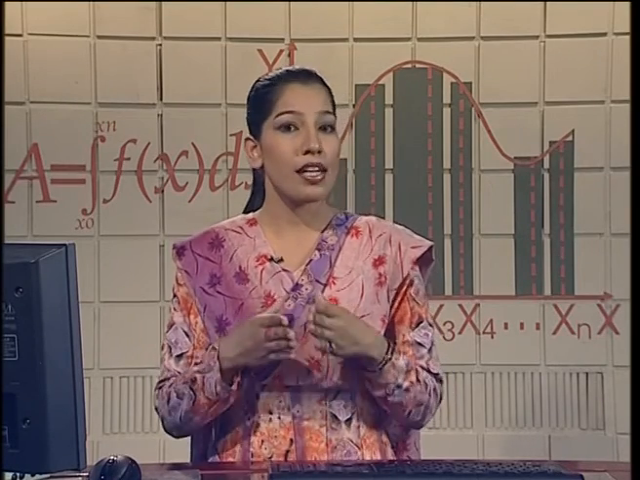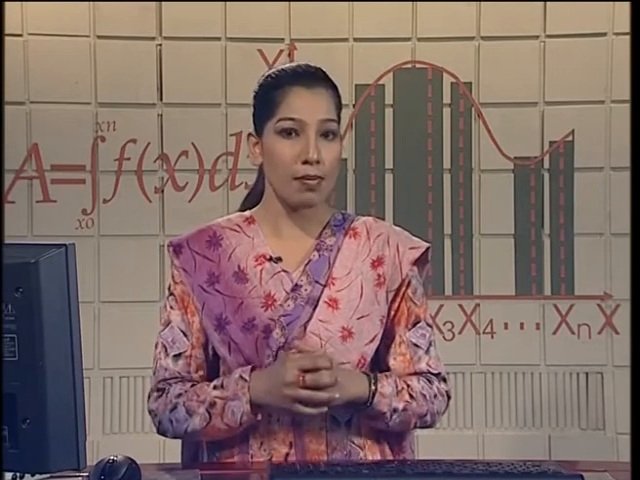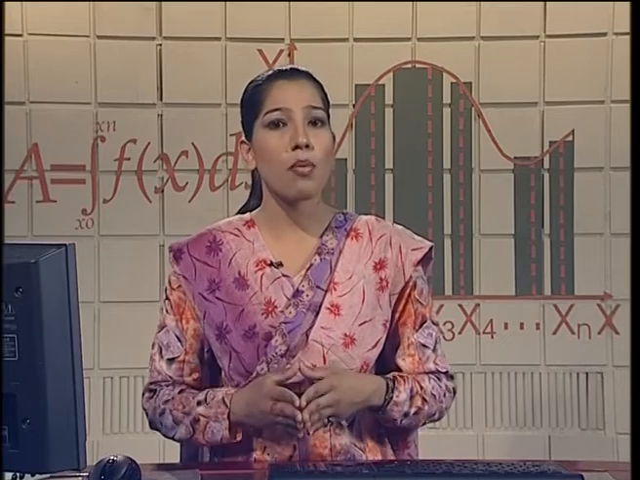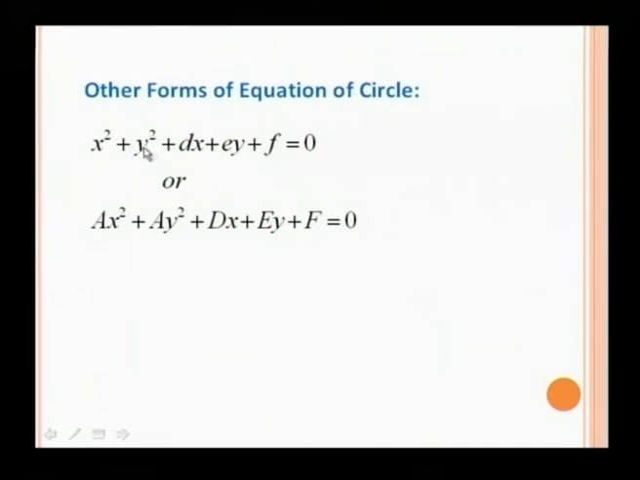As we have studied the circle and the unit circle, we should know that an alternate version of the circle equation can be obtained by squaring the terms and simplifying. You can see the other forms of circle equations on the screen. Some other forms of the equation of a circle are x² + y² + dx + ey + f = 0, or Ax² + Ay² + Dx + Ey + F = 0, where the coefficients of x² and y², capital A, should be the same.